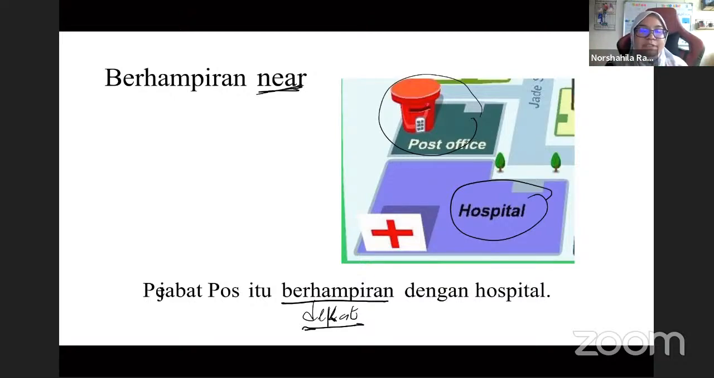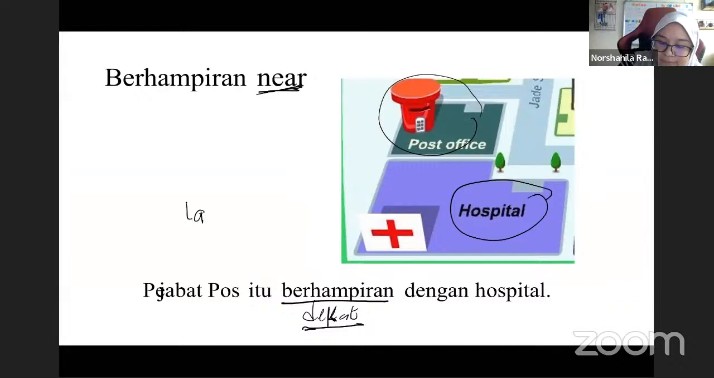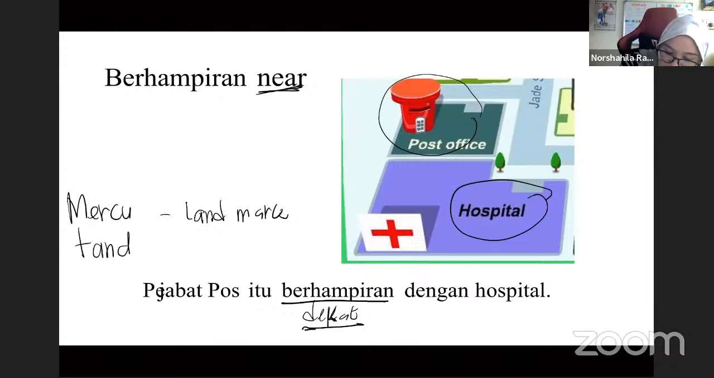Okay, you need to know the landmark as well when you want to give direction. For example, you want to give direction for post office, and then you say you need to find the hospital, right? So you need to find a landmark. Sometimes we ask for the landmark. So the landmark in bahasa Melayu we call as mercu tanda. Okay, mercu tanda for your information.